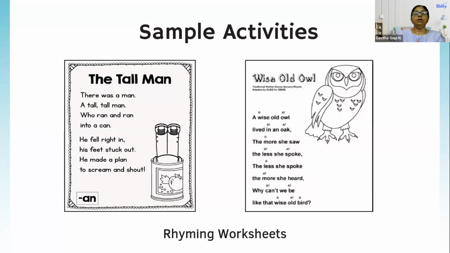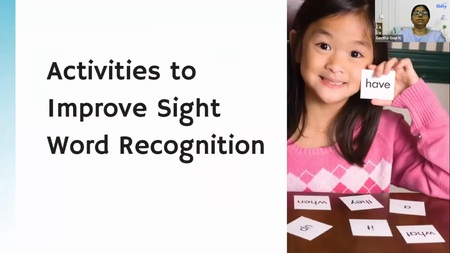He made a plan to scream and shout. So again here, even though it's focusing on an, there are two other words which are also rhyming, like out and shout. So you can get them to figure out the an words, and then you can ask them, okay, is there anything else which you're bringing out? So again, getting them to go back, listen, and find out other words which are also rhyming. So teaching them these kind of phonetic patterns helps in better reading and writing skills and spelling skills. So rhymes are a great way of teaching these skills.